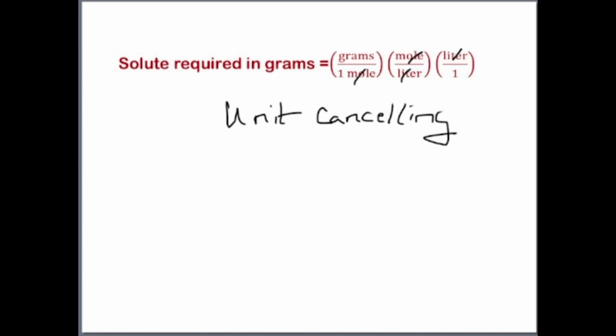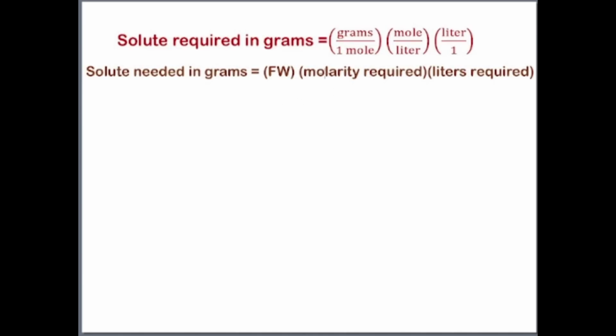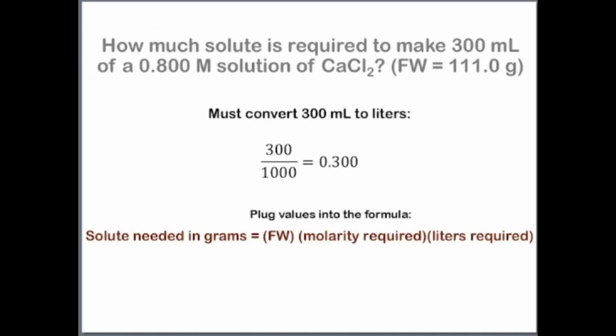Now there's another way to write this formula so we can see what each of those variables is. We can write it as formula weight, because the formula weight is how many grams of this substance are in 1 mole. Moles per liter, that's the molarity we want. We want 1 mole per liter. We want 0.5 moles per liter. We want whatever. You put it into here. And the liters required is just the liters required. So you can use this handy-dandy formula, and that is a lot faster.